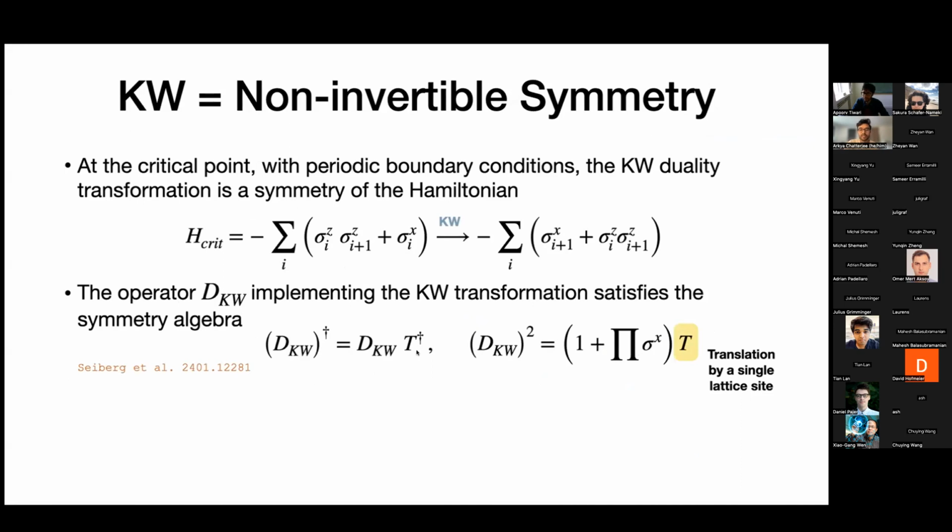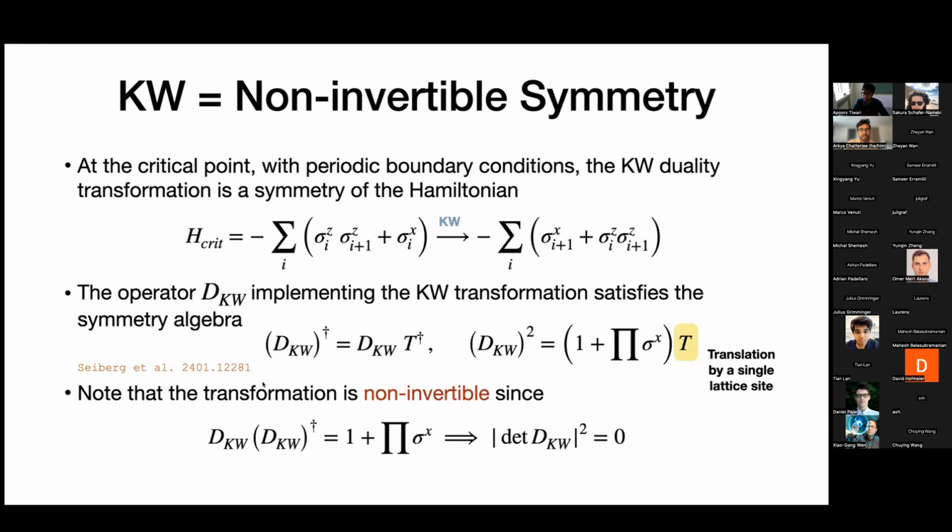So staring at these two equations, one can see that this must be a non-invertible operator, because the determinant of this operator, this exponentially large matrix, has to be 0, because D times D dagger is a projector, which has a non-trivial kernel. So this is an operator that commutes with the Hamiltonian. It has a non-trivial kernel, so it is a symmetry, but it's just not invertible.